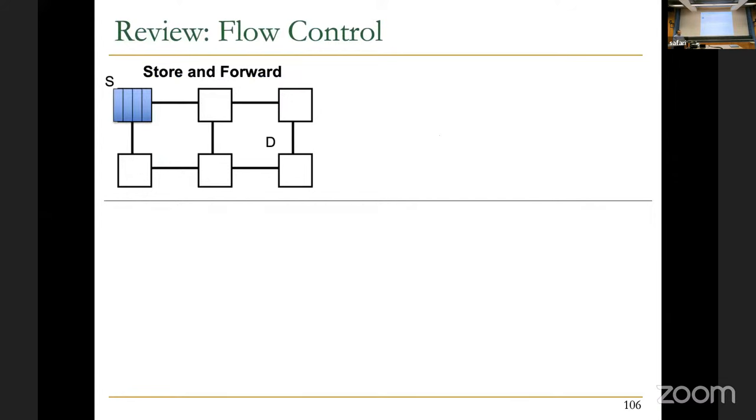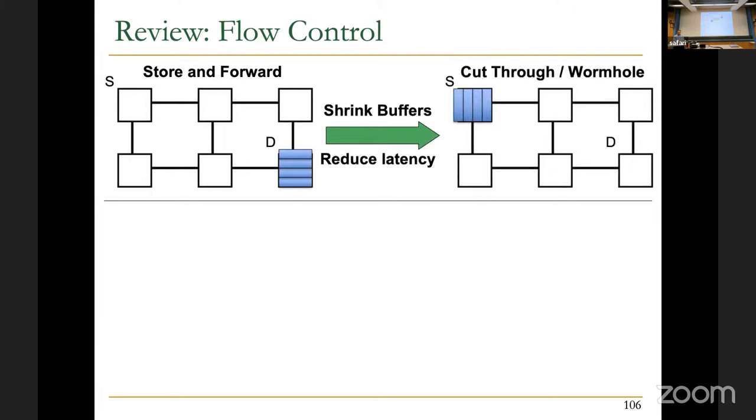So I quickly review the flow control that we already discussed. Store and forward is like this. There are many animations; I will play them quickly. Cut through or wormhole are actually very similar. The only difference is that in cut through switching, the flow control has to have enough buffers per router to house any size of packets. But in wormhole, we don't have that constraint.